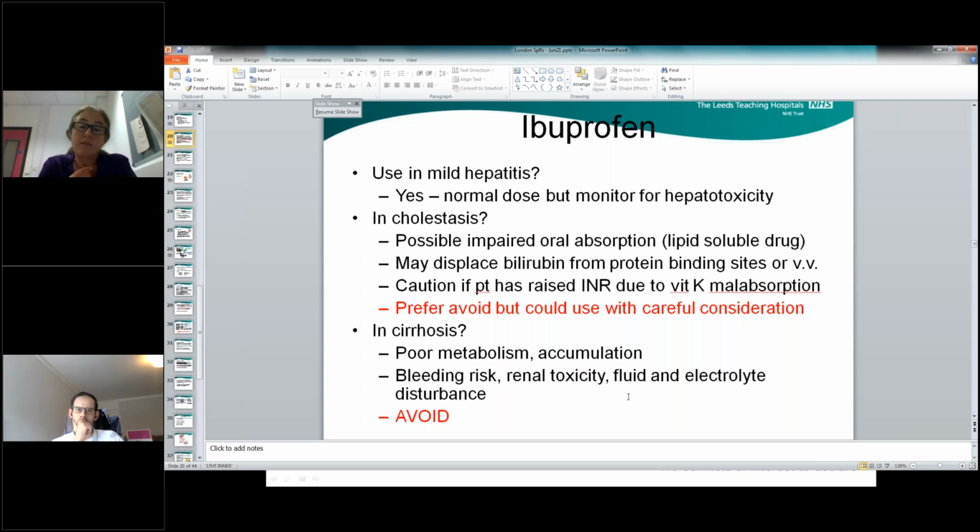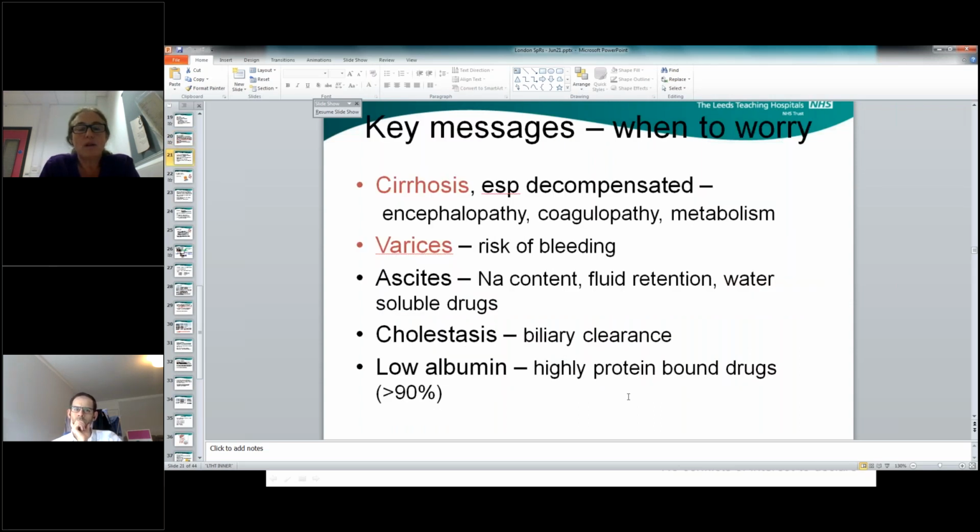And we have had patients admitted to us with GI bleeds because they've been recommended ibuprofen by their local hospital instead of paracetamol, and then they've presented to us with a bleed. So just a word of caution. So our key messages about when to worry are a cirrhotic patient if they're decompensated, somebody with varices because of the risk of bleeding, ascites, cholestasis, and if they've got a very low albumin, but only for highly protein-bound drugs.